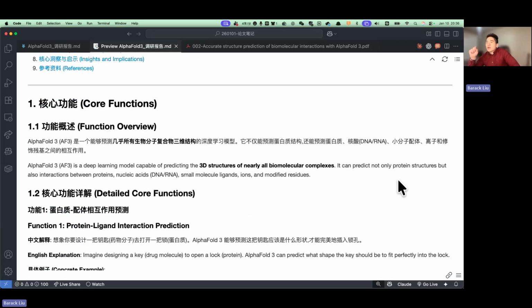So AlphaFold 3, AF3, is a deep learning model capable of predicting the 3D structures of nearly all biomolecular complexes. That's insane. It can predict not only protein structures, but also interactions between proteins, nucleic acids, DNA, RNA, small molecular ligands, ions, and modified residues.